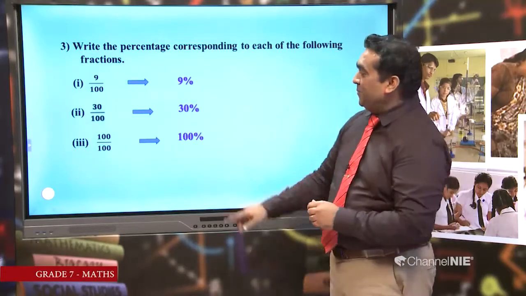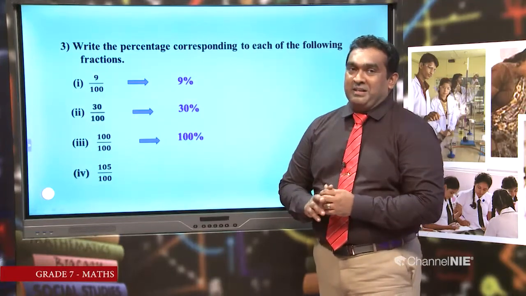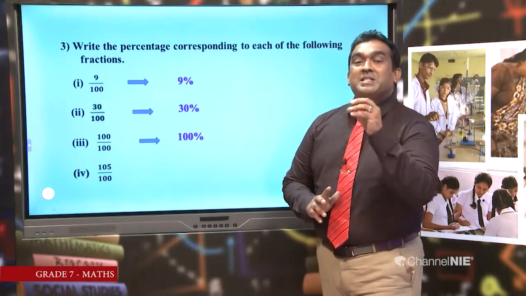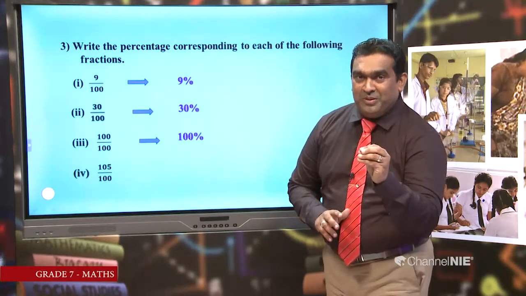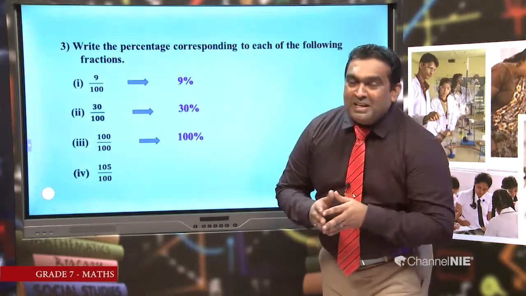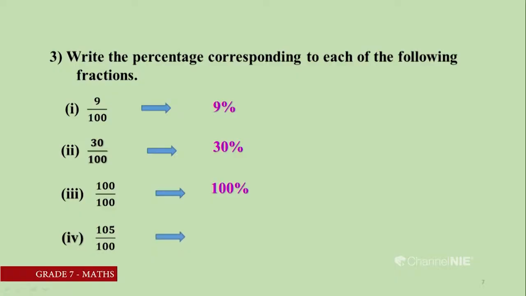Okay, we will see 105 over 100. Then what is the way you write 105? In the denominator you can see 100. Therefore, 105%.